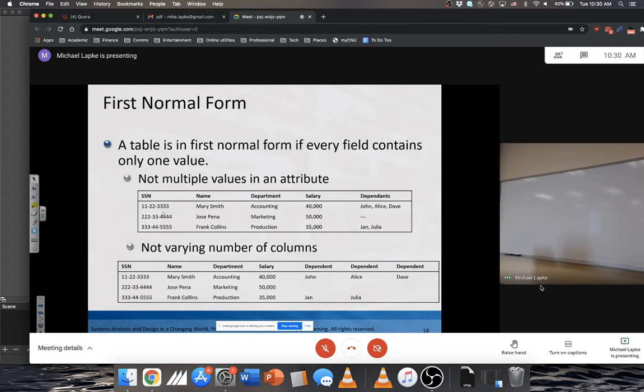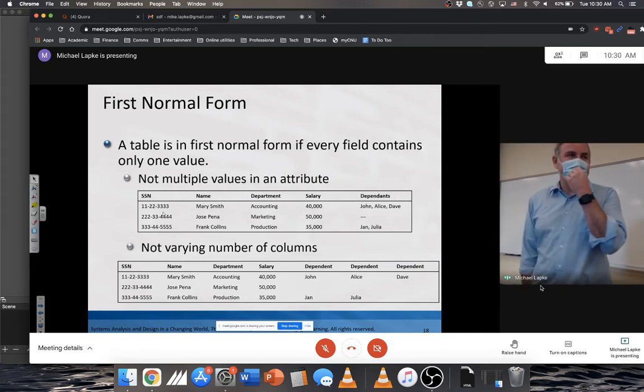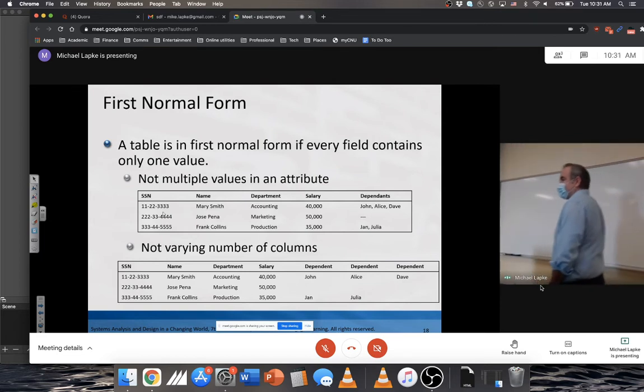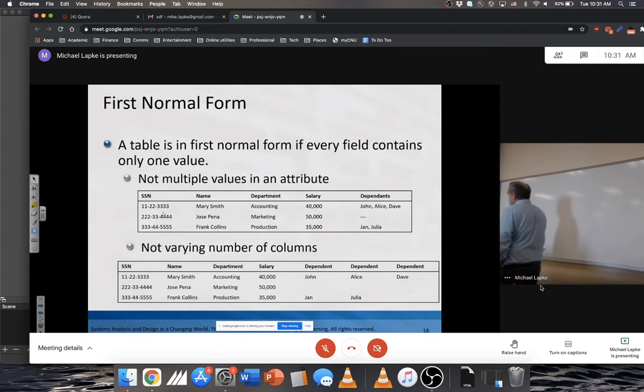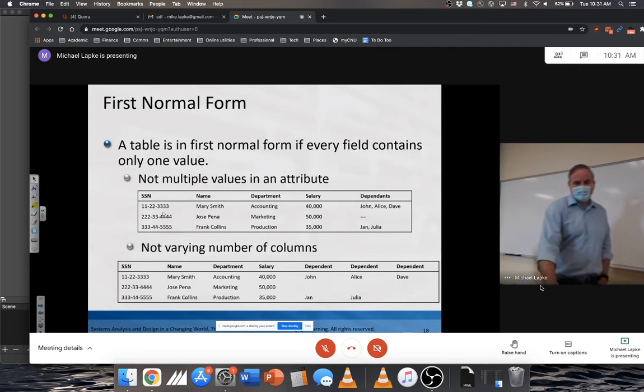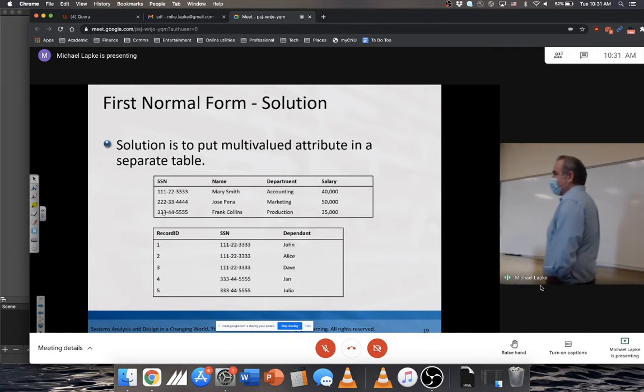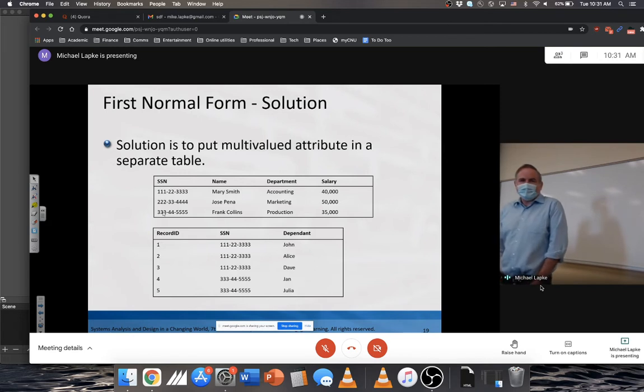And you also do not want to vary the number of columns. Let's say Mary has a fourth child. How would the second table handle that? Could it handle that? There's only 3. So this is problematic. So the solution here, you don't want a varying number of attribute fields, and you don't want multiple values in a single attribute. Those make it not first normal form.